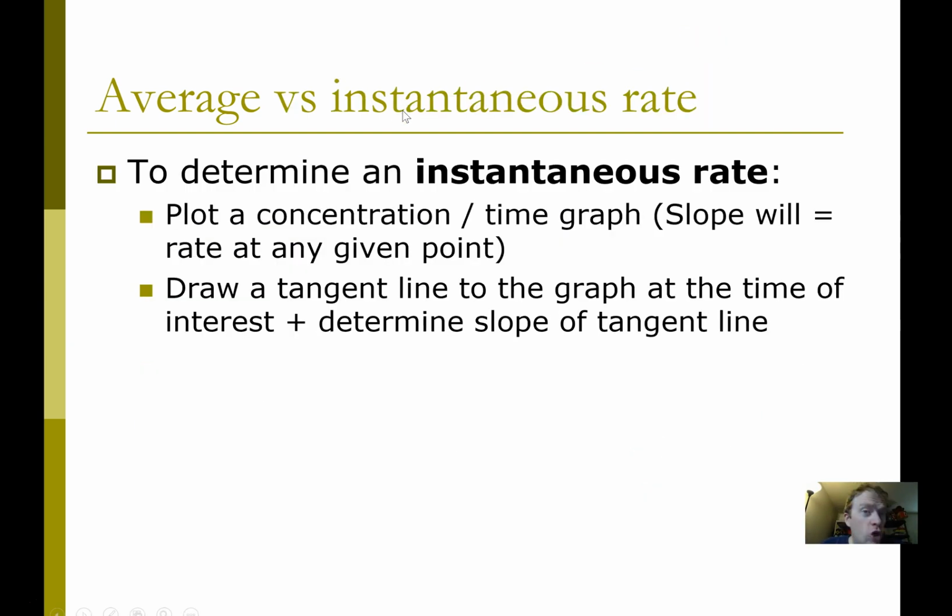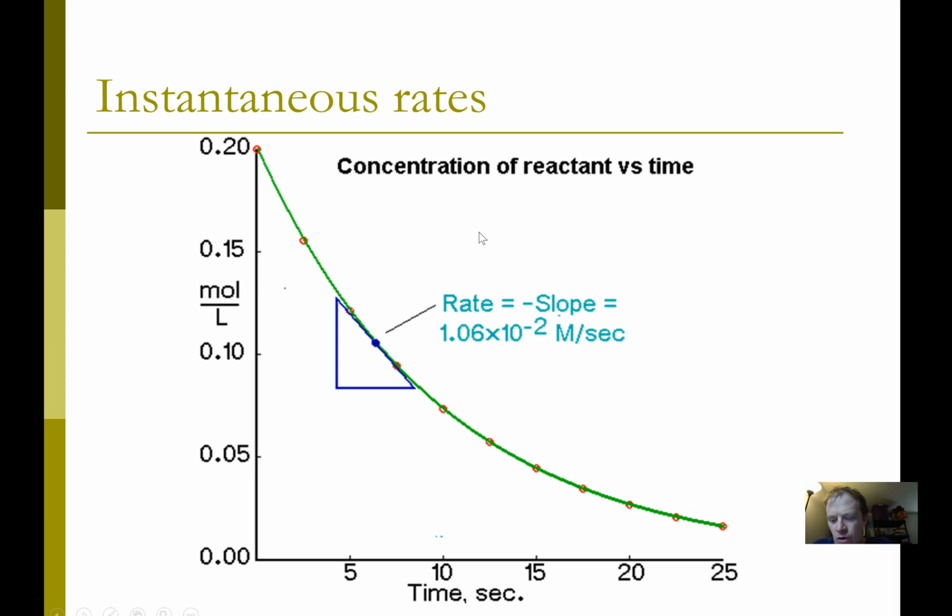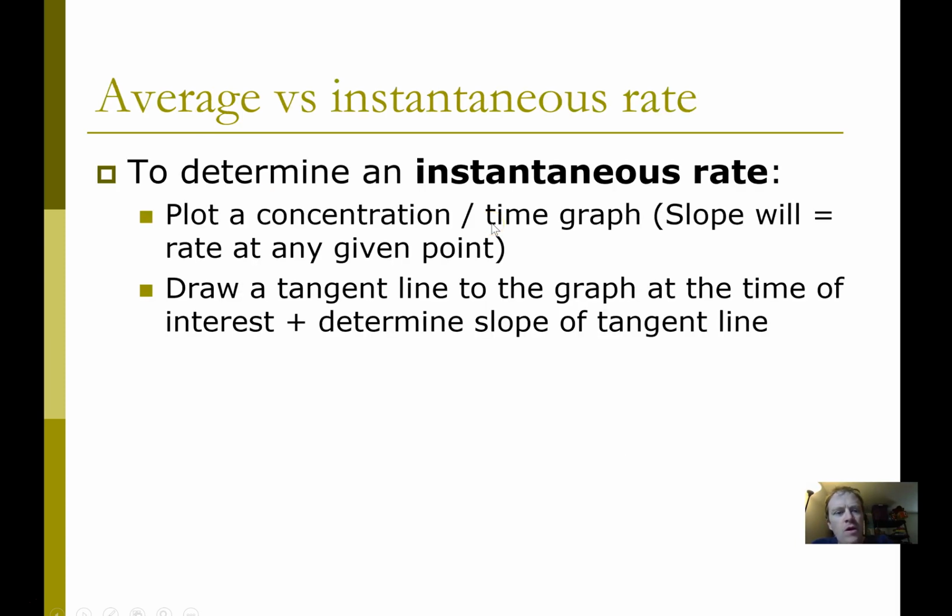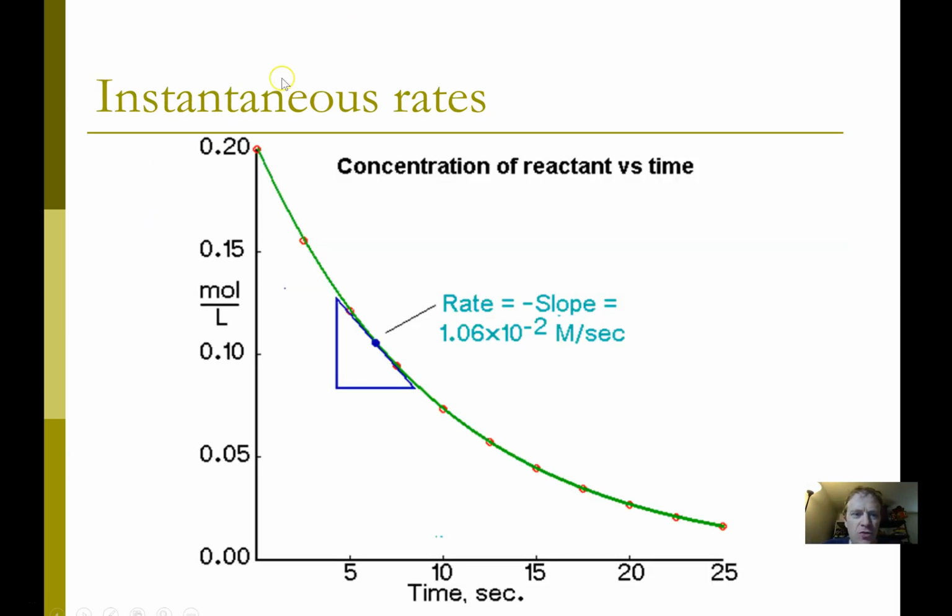Now, you could find an instantaneous rate, like what is the rate at one particular instant, and the way that you can do that is by plotting a concentration versus time graph. And you draw a tangent line and find the slope of that line. This next graph will show you what I'm talking about here. A tangent, you'll recall, is something that touches a curve at one point. So here we have a concentration time graph. The thing is slowing down over time, but let's say I want to know what the rate is right at 7 seconds or whatever.